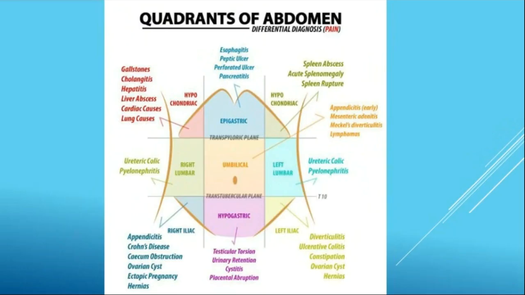Left side, the left hypochondriac region: diseases related to the spleen and the splenic flexure, right? The central area, that's the umbilical region. Most of the time, the pathology is related to the intestine, basically small intestine. On either side of the umbilical region we have the lumbar regions, again kidney, ureter, and intestine. Right? So on, you can go by that.